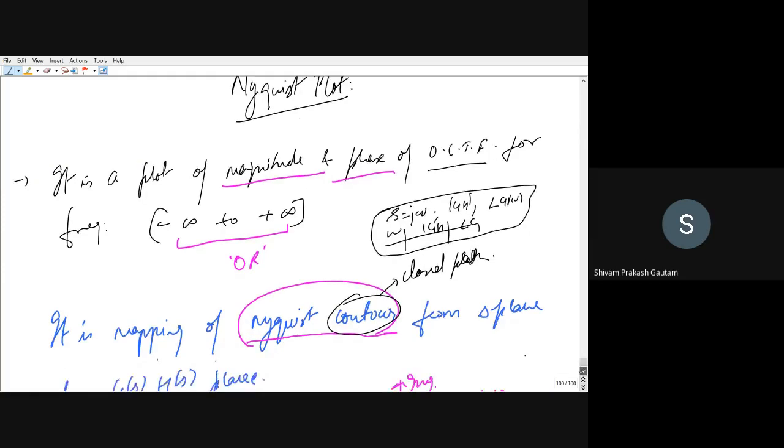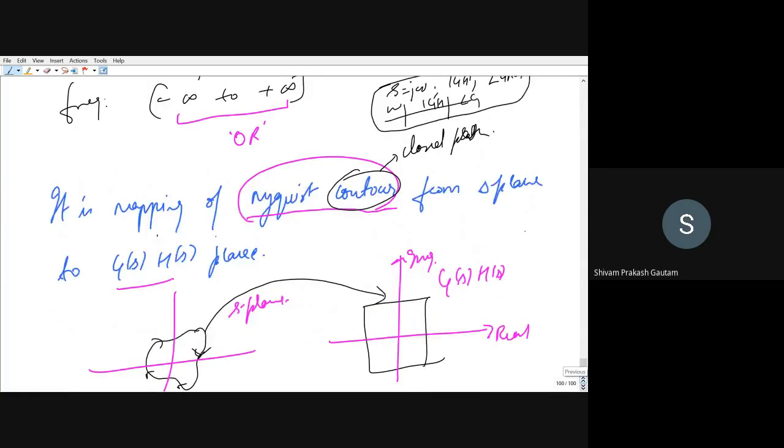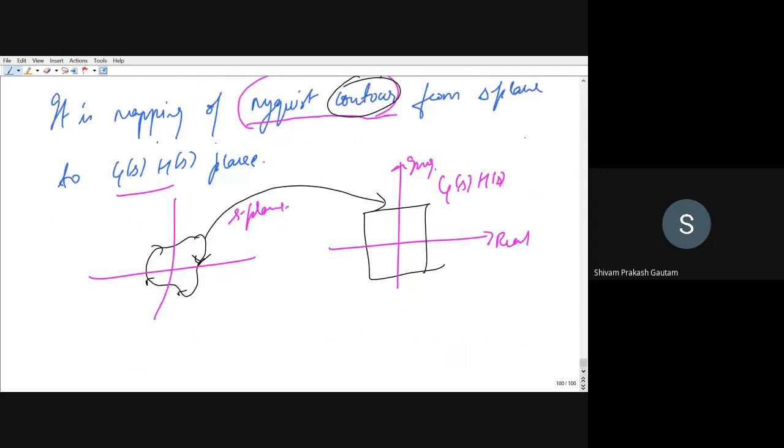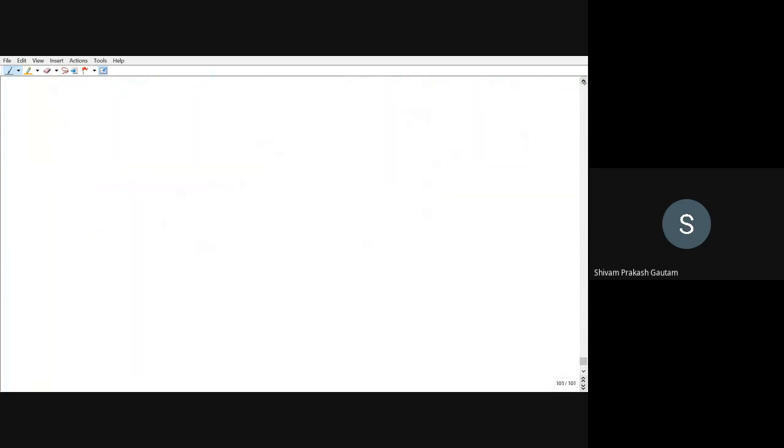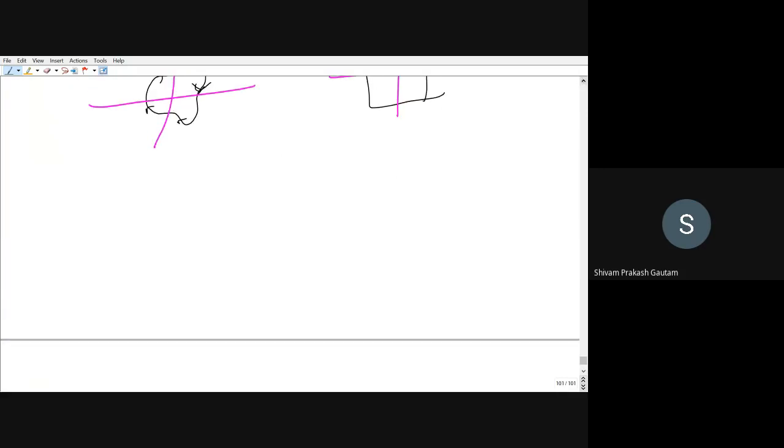Second definition is, it is a mapping of Nyquist contour from S plane to GH plane. Nyquist contour is a closed path in S plane. When you map this to GH plane on point-to-point basis, you will get certain plot in GH plane as well. Right? So this is the basic definition of Nyquist plot. Now the new thing that we have seen is Nyquist contour. So we will see what Nyquist contour is.